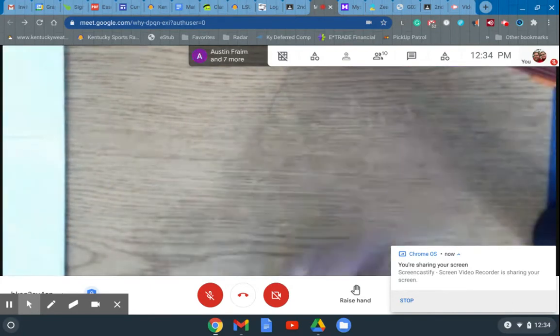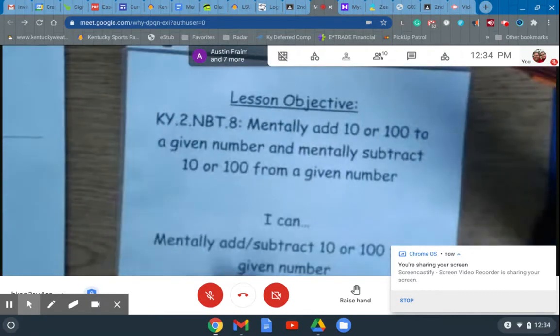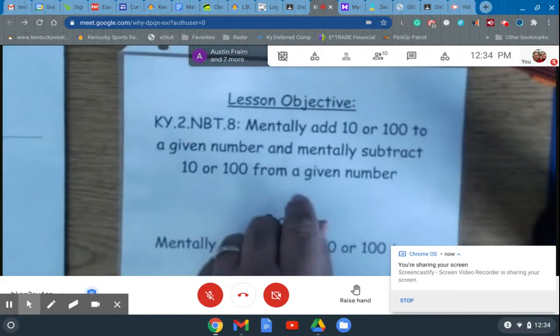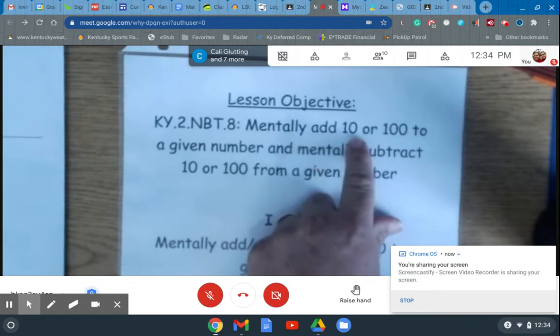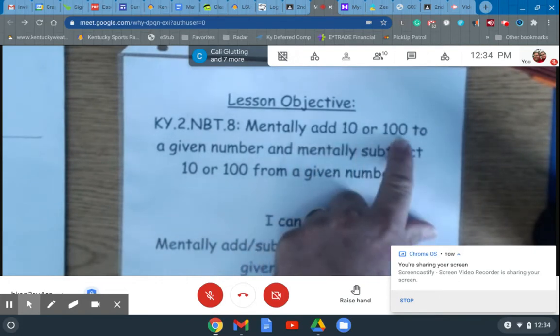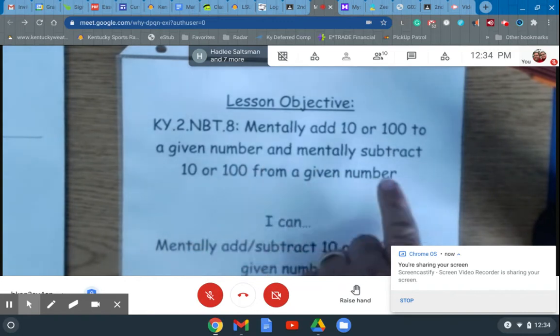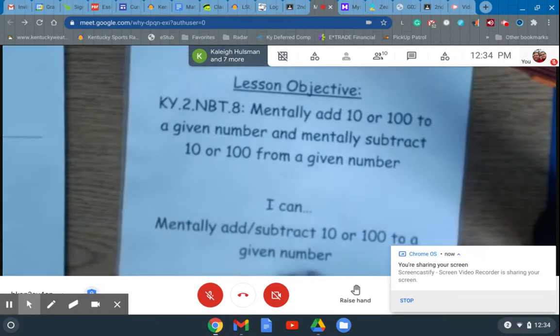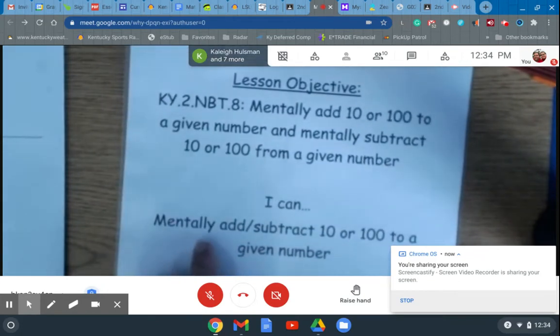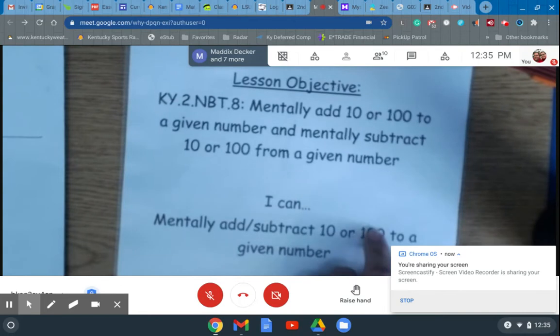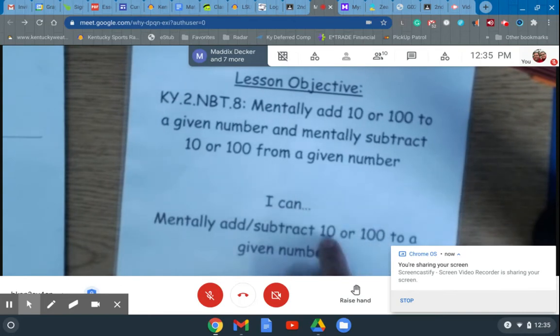Okay, but I wanted to tell you that this lesson is mentally counting by tens or hundreds. We just got to 100 at the end of the lesson to a given number. Today we're going to do a little bit of subtracting mentally. The I can statement is: I can mentally add or subtract tens or hundreds to a given number. We're not really going to do the hundreds right now, but we're going to do the tens.